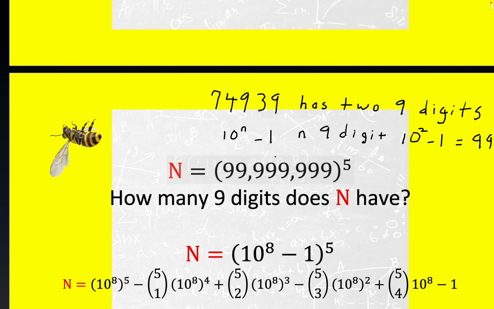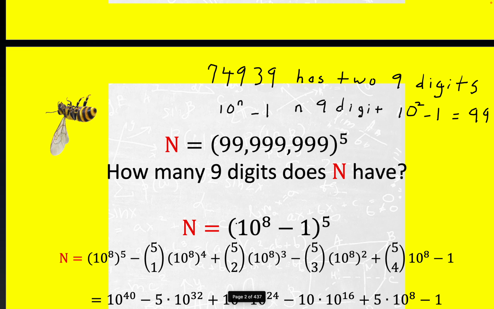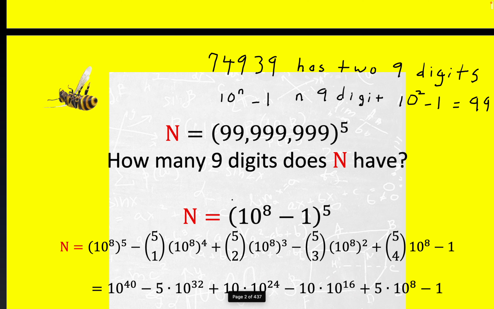Of course, this result begs for the usage of the binomial expansion. So we rewrote our n based on this truth right here, and the rest of this is just the binomial expansion. These represent the binomial coefficients. 5 choose 1 is 5, 5 choose 2 is 10. The symmetry of the binomial coefficients, you get 10 again, and then you close with 5.